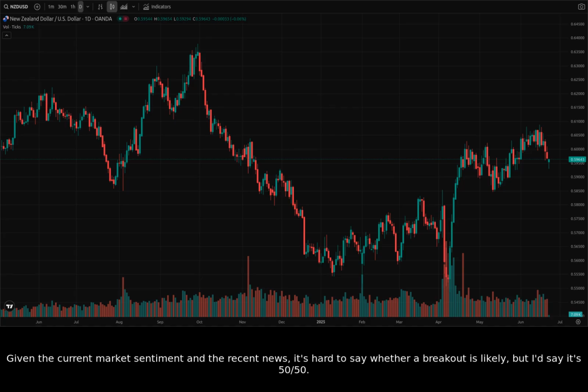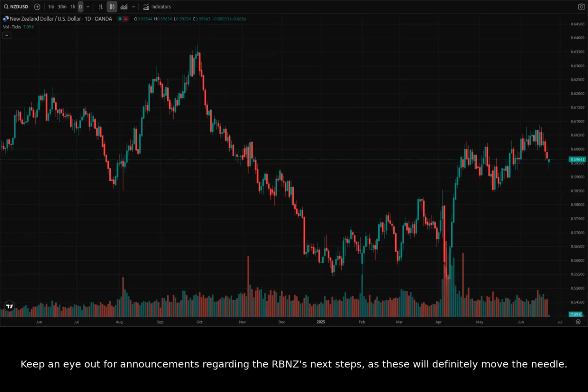Given the current market sentiment and the recent news, it's hard to say whether a breakout is likely, but I'd say it's 50-50. Keep an eye out for announcements regarding the RBNZ's next steps, as these will definitely move the needle.